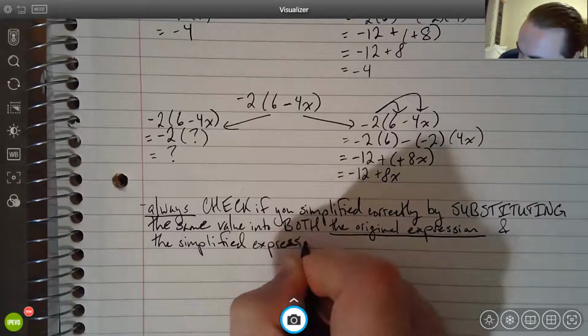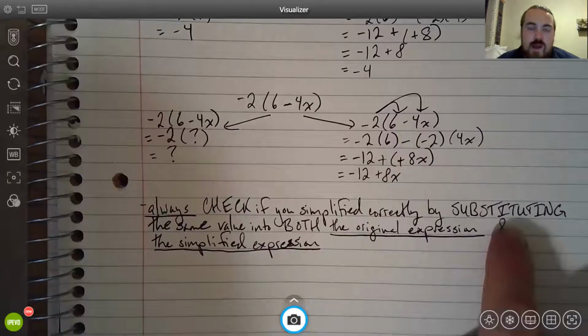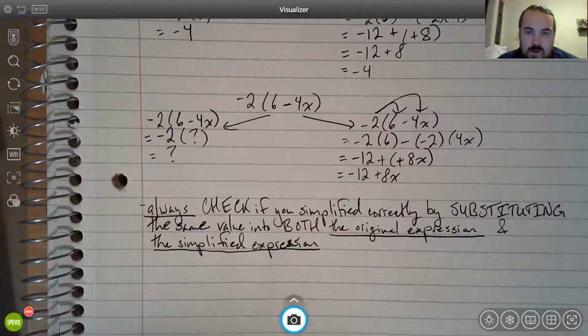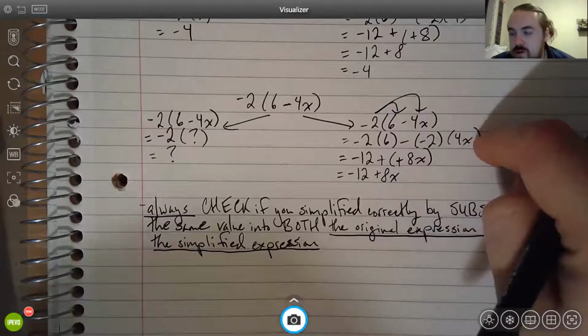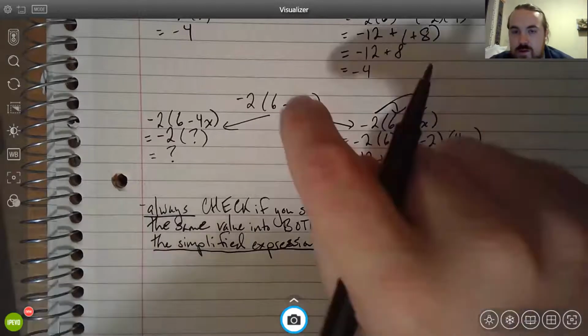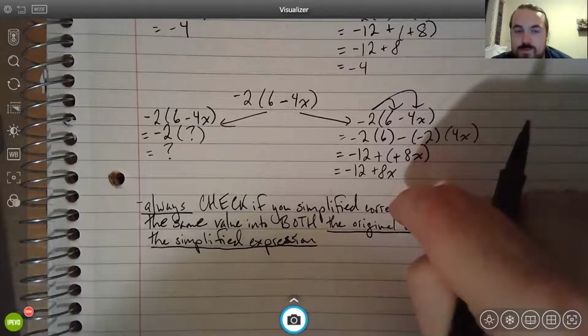And by the original expression, I mean the very first thing that was given to you. Any change you make, going from this step to this step, you can make a mistake. So you want to make sure that you're substituting into this expression, not into any other one. This one and then the last one.